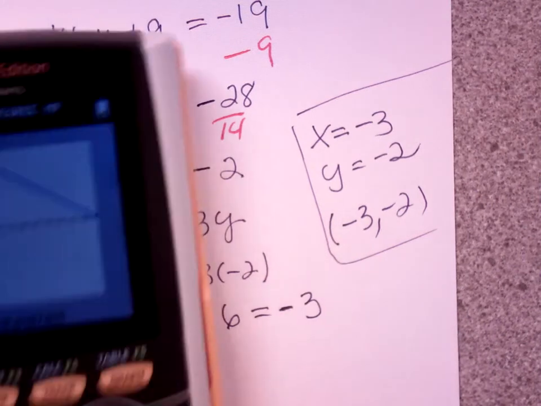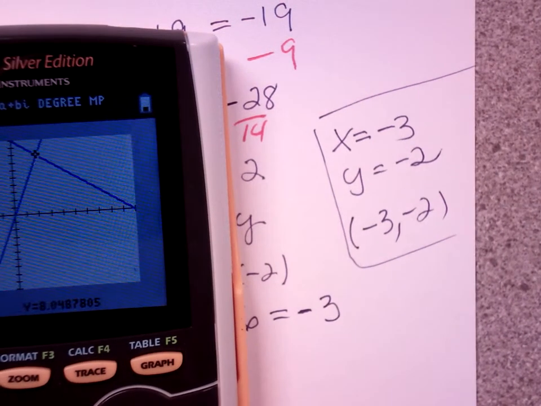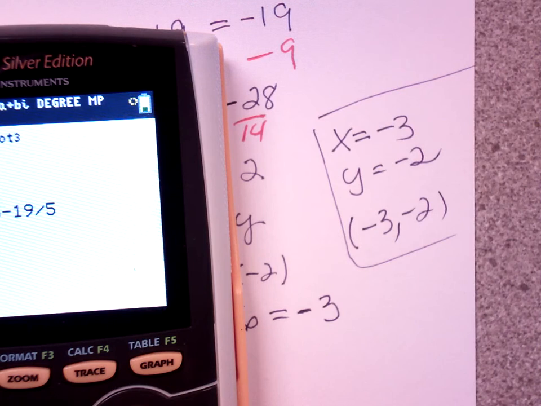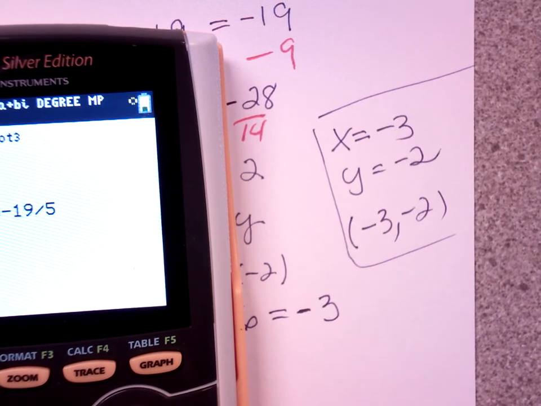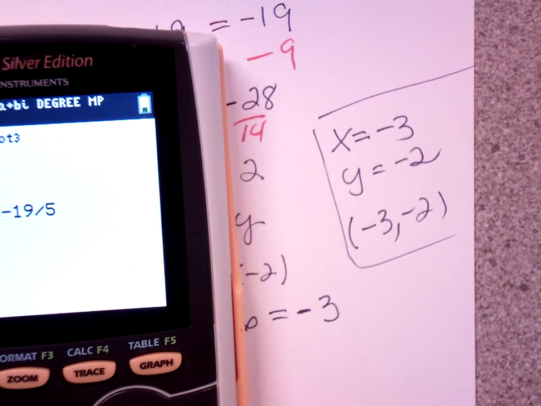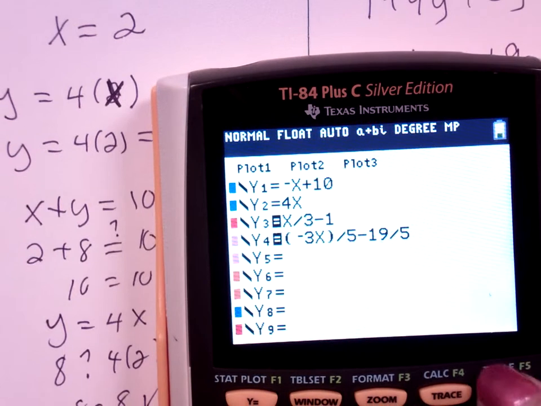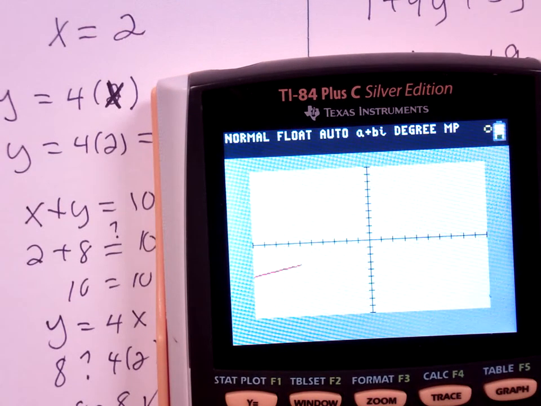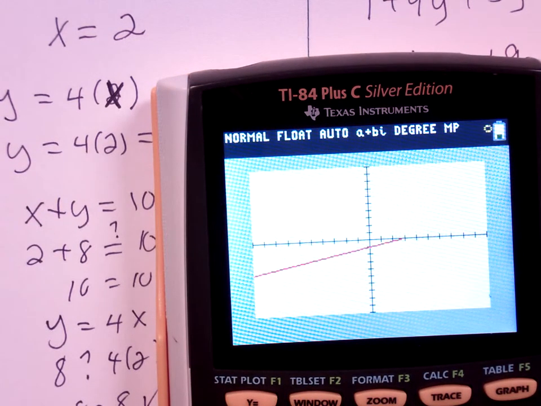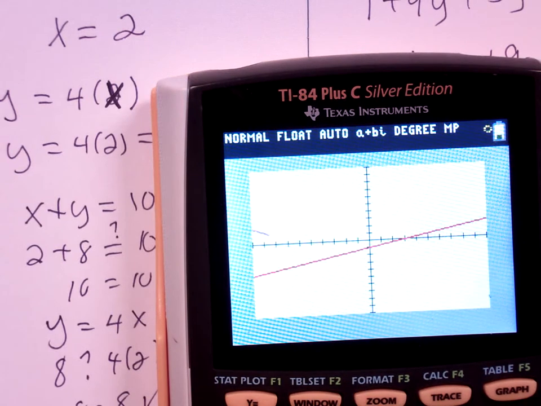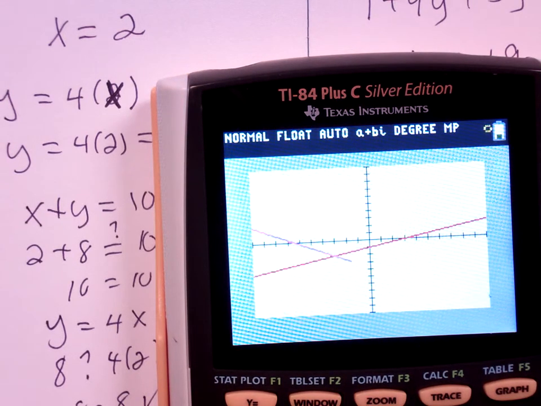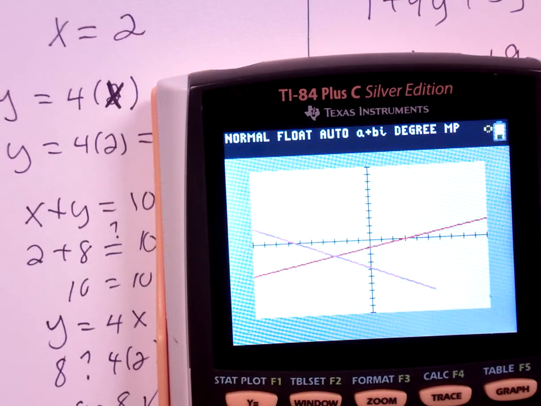Now, if I were to look now at the graph of this guy, I'm going to turn the one we just did off and turn this guy on. I did a y equals. And graph it. So there's the first one. There's the second one. They're both negative. Woohoo!